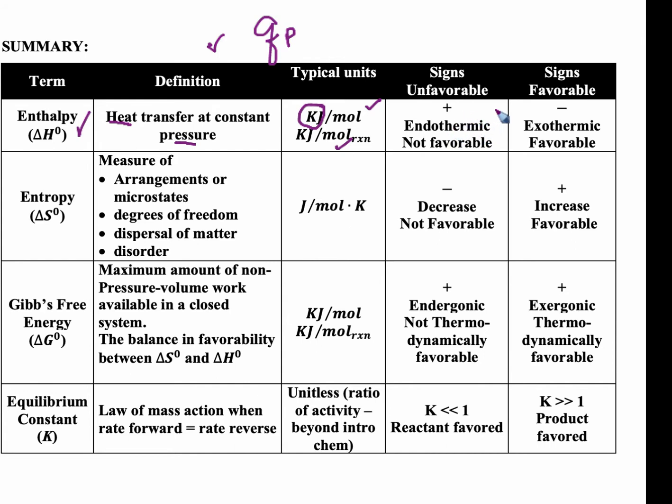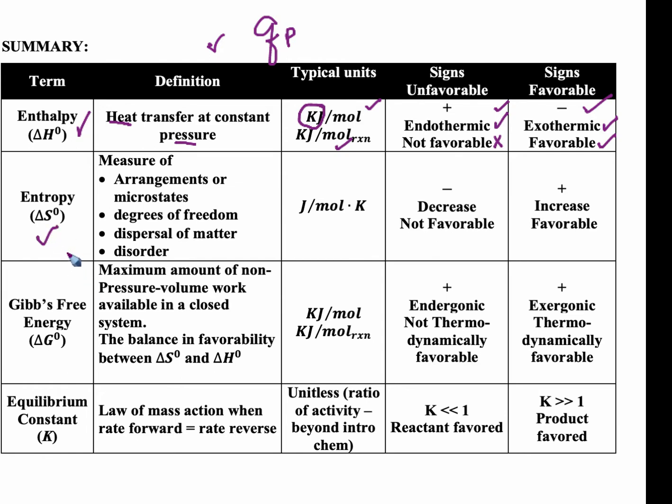Its signs, if it's positive, it's endothermic, and that's not favorable. That doesn't mean a reaction would not be overall thermodynamically favorable. It just means we have an energy barrier that has to be overcome for that to occur. When it's exothermic, heat is released to the surroundings, and that's a favorable heat exchange.